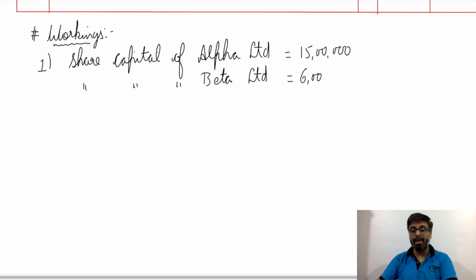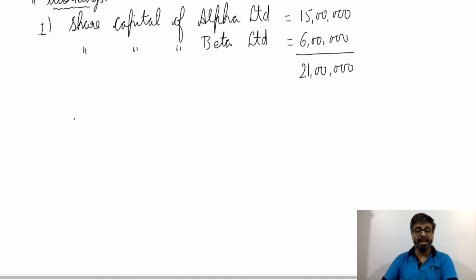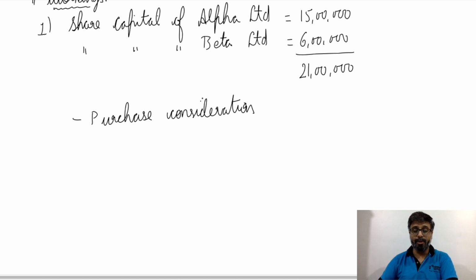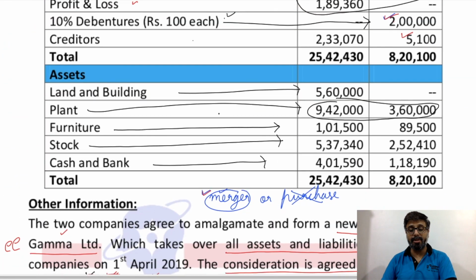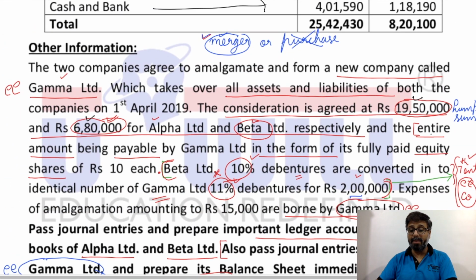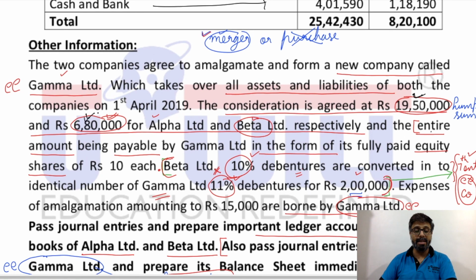So total share capital of both the companies taken over is 21 lakhs. Okay, as we studied in the notes, we have to find the difference between share capital and purchase consideration. So share capital minus purchase consideration. Now if you see the question, then purchase consideration of Alpha Limited is 19,50,000 and Beta Limited is 6,80,000.